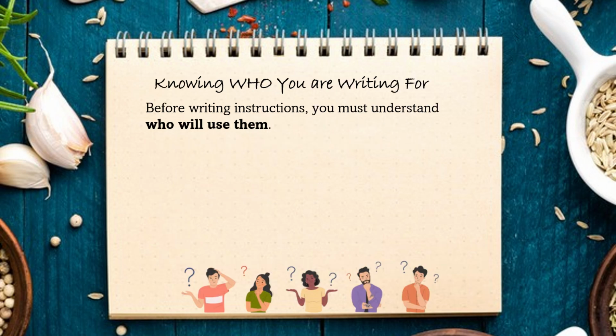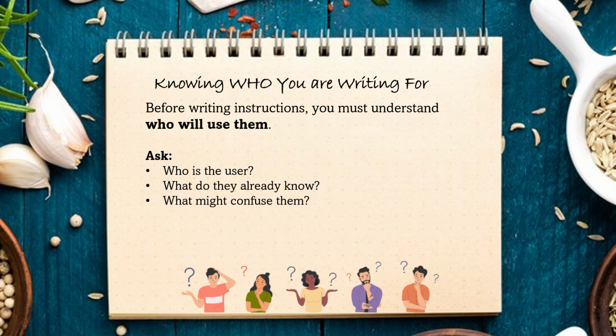Before you write a single step, you have to think about the user. Ask yourself, who is the user? What do they know? What might confuse them? What barriers might they face? Instructional writing fails most often when writers assume too much about what the user knows or has access to.